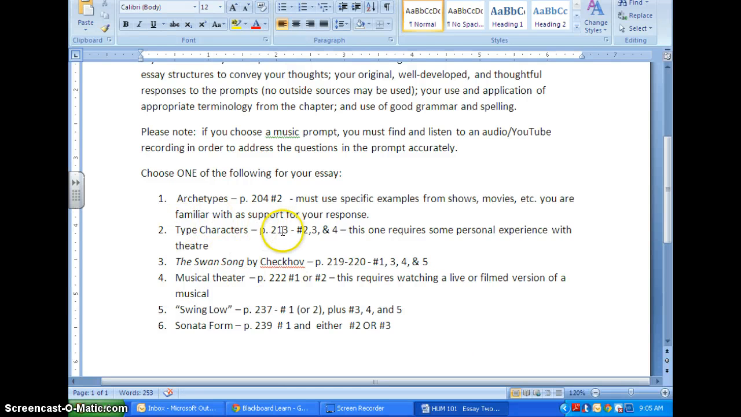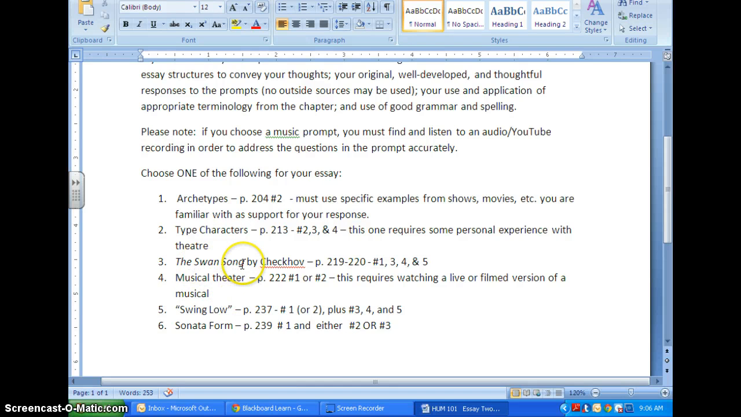Type characters from page 213, all three numbers, 2, 3, and 4, to answer those. But this one requires some personal experience with theater. So if you haven't acted in a play or two or been to several, this is probably not a good option for you. You need to pick one that you feel like you can handle.